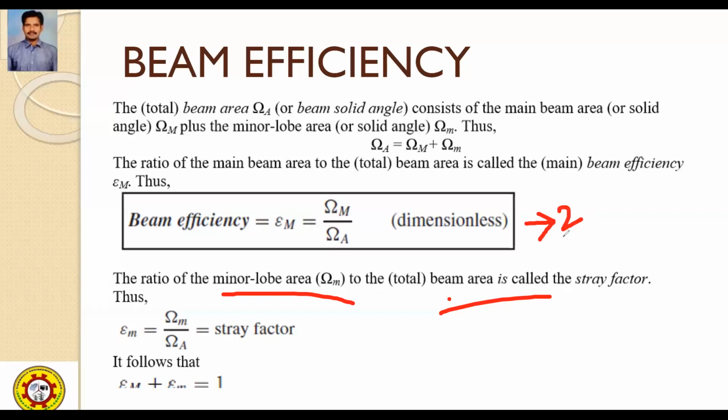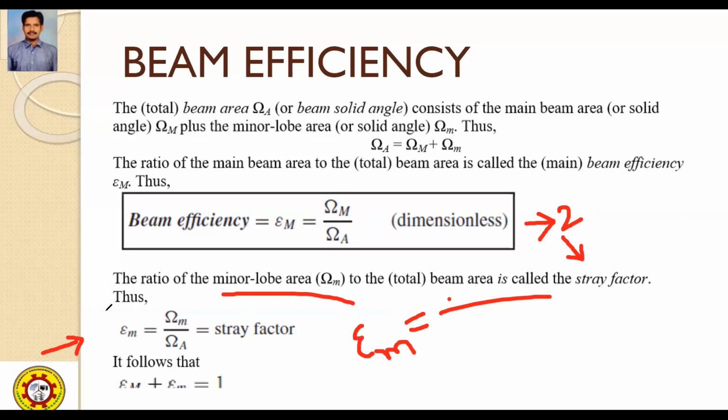So from this equation 2, the updated equation is the stray factor. So what is the stray factor? Epsilon m. What is epsilon m? That epsilon m equals omega small m divided by omega A. So that is another equation you are watching on the screen.